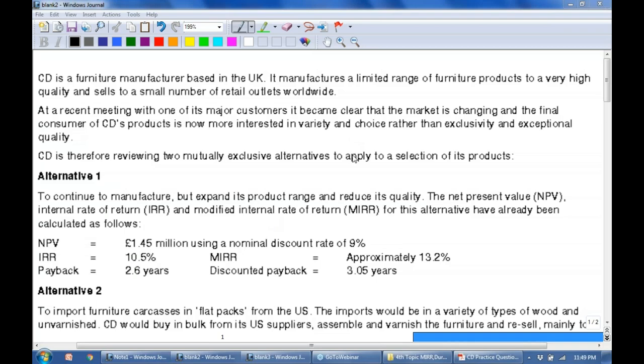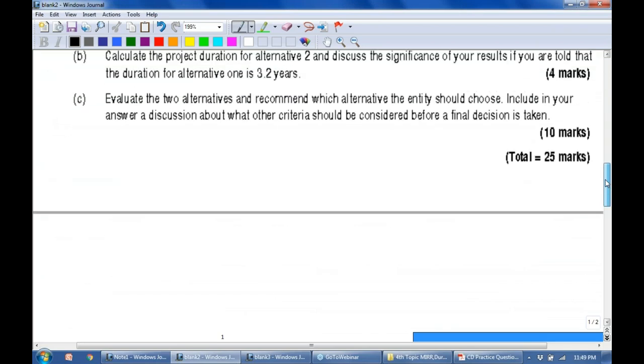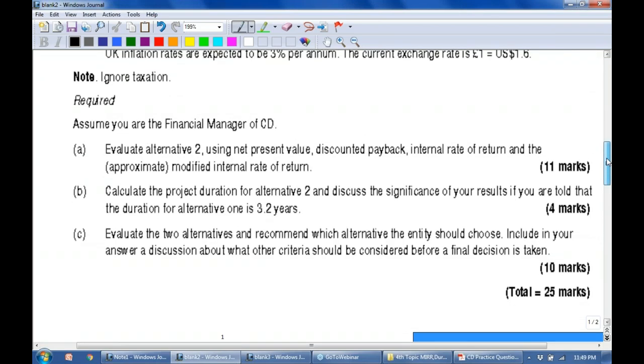Okay, the practice question, CD, that's about advanced investment appraisal. And what is the particular requirement? Assume that you are the finance manager of CD, evaluate alternative 2 using NPV, discounted payback, internal rate of return, and approximate modified internal rate of return.